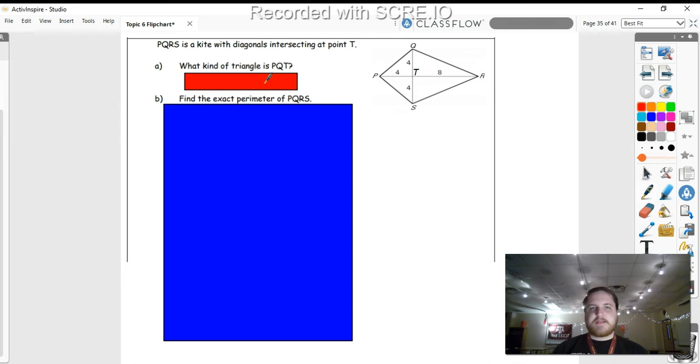Go on now to this problem right here. It tells us that this shape is a kite. It tells us that the lines cutting through the middle right here are the diagonals. So first off, we ask the question, what kind of triangle is PQT?